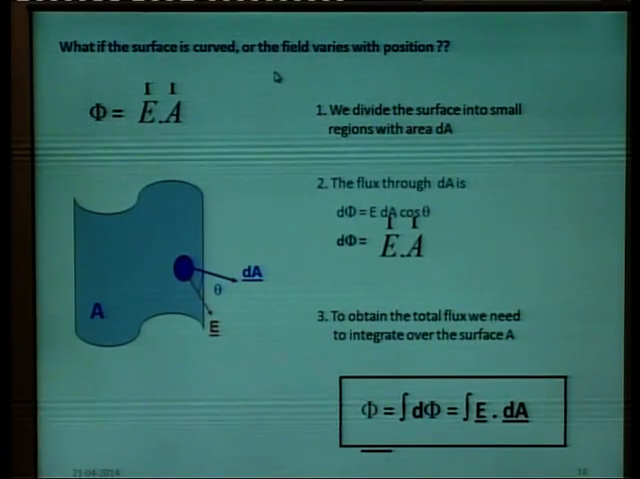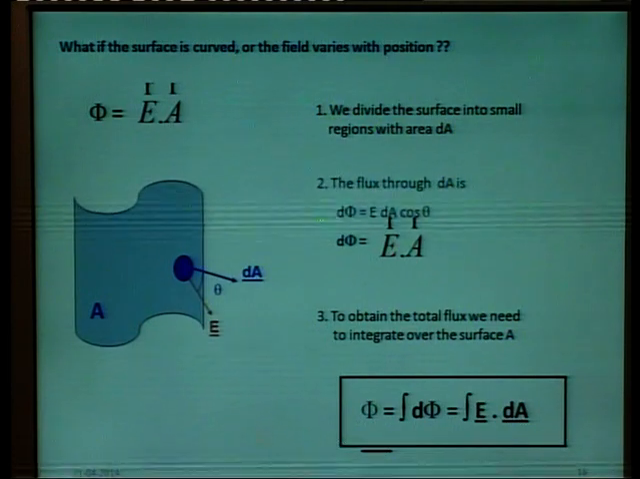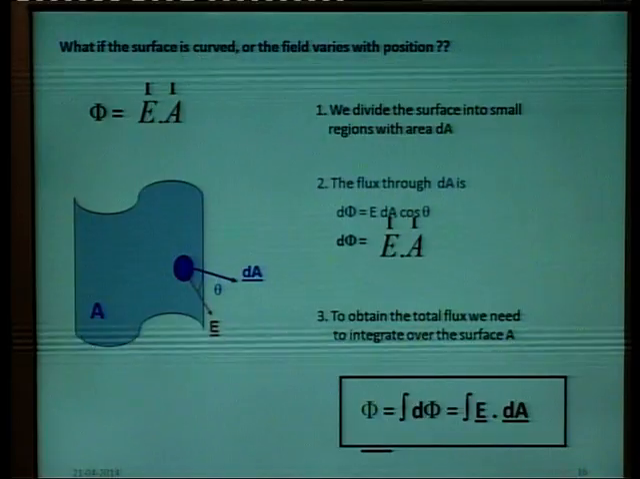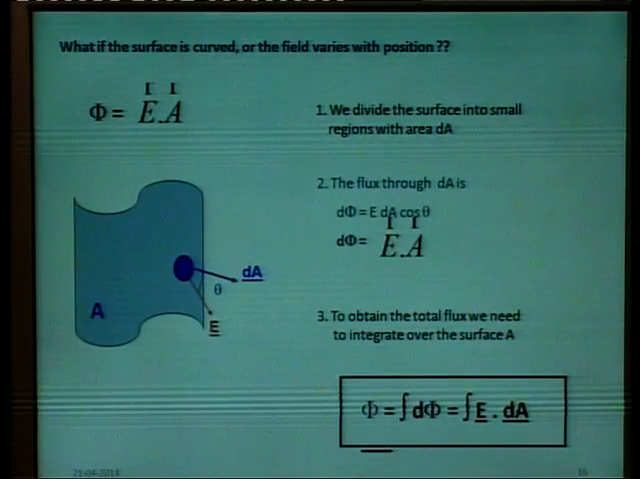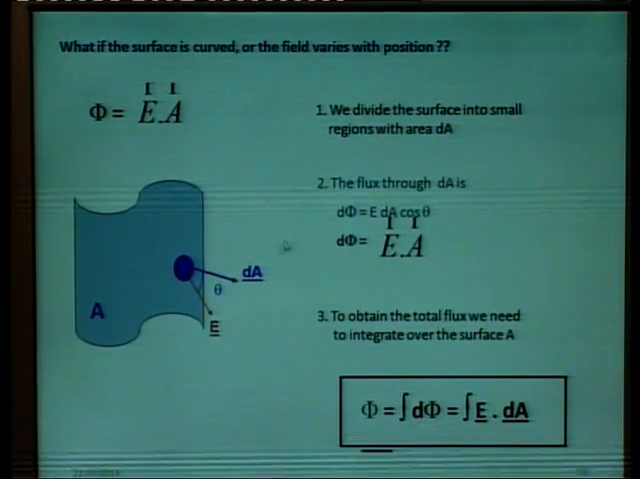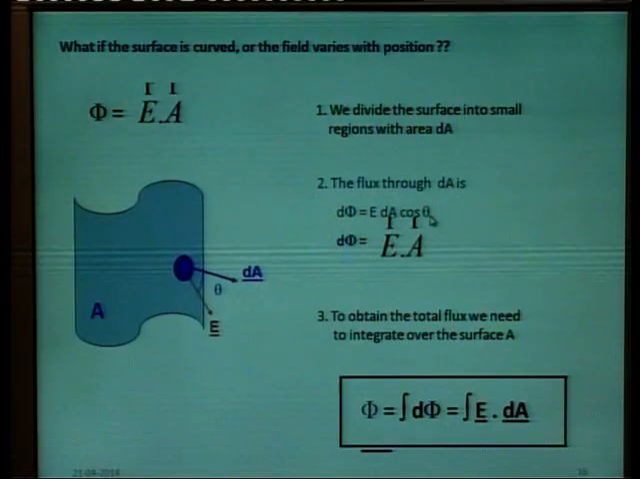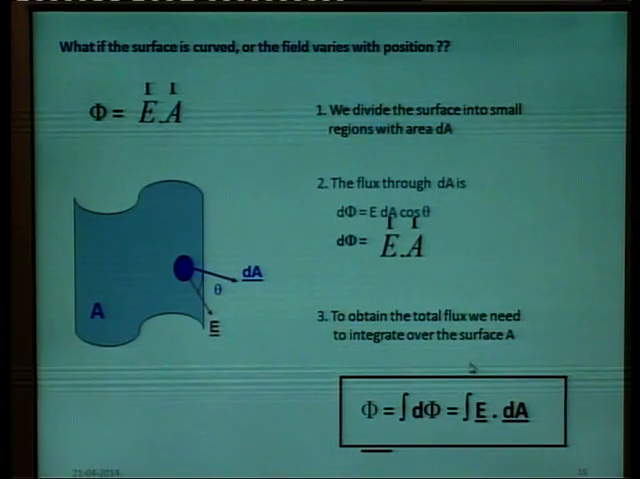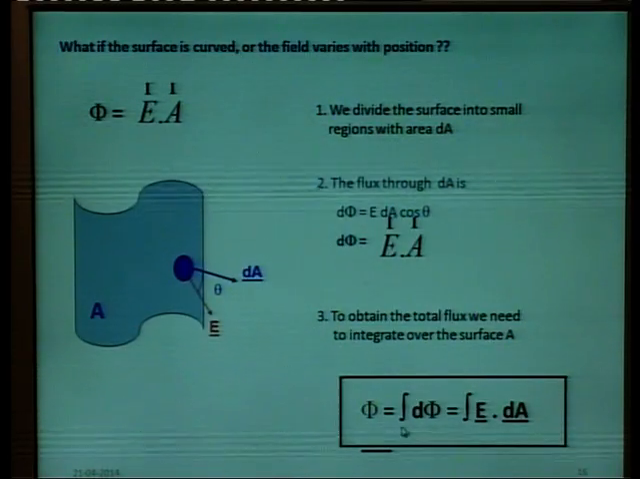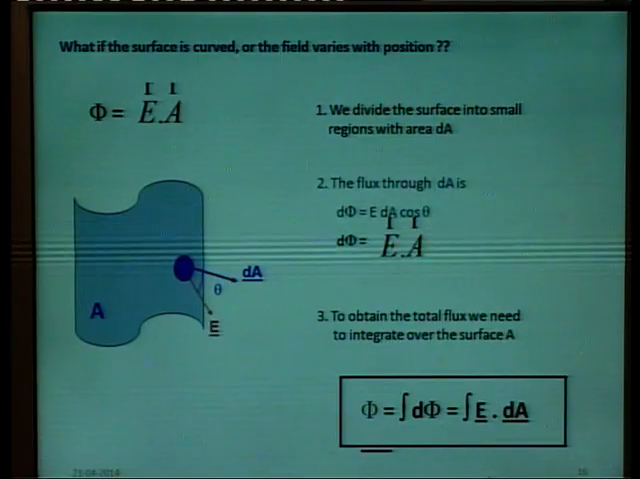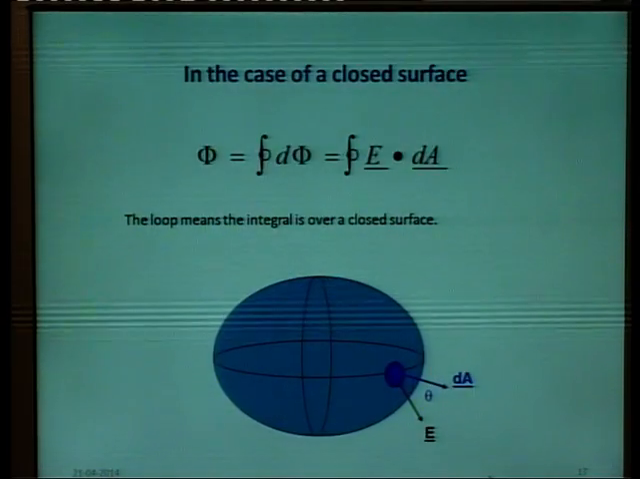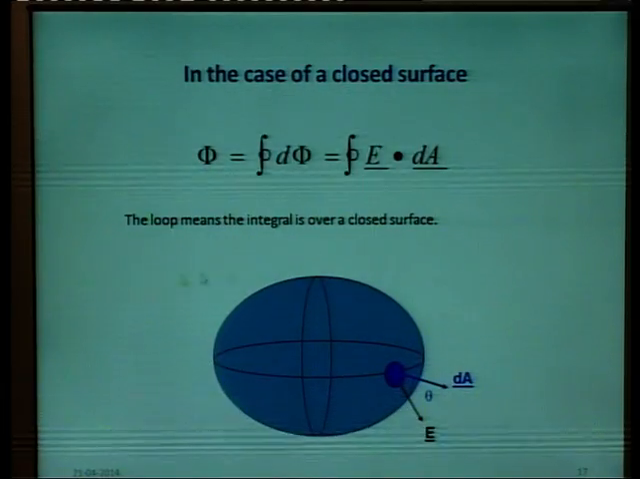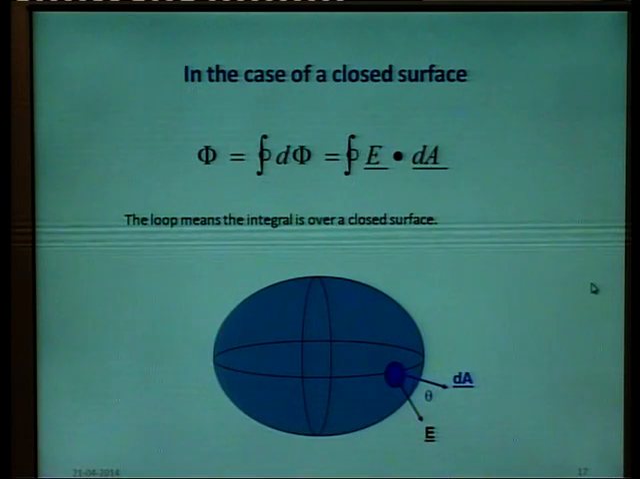If the surface is curved or the field varies, then what we do? We divide the surface into small regions with area dA, and then the small flux d phi is given by E dA cos theta. To calculate the total flux, we integrate over the surface A. So, you use integral of E dot dA. If it is a closed surface, the loop means the integral is over the closed surface.